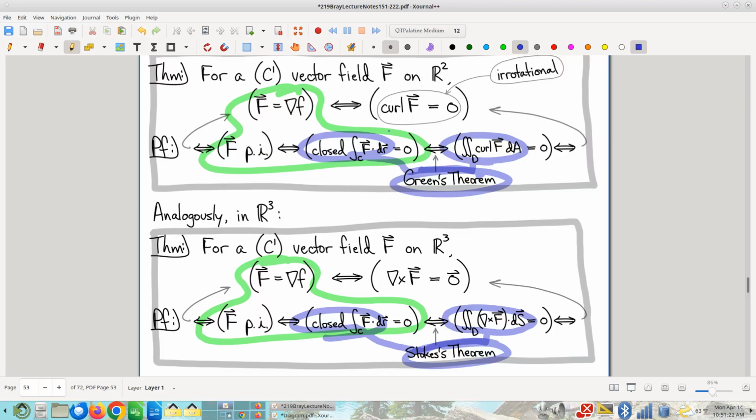So, to whatever extent you feel like you understand how Green's theorem worked in that 2-dimensional argument, well, that's your cue that Stokes' theorem works in an analogous way, adapted appropriately, of course, right? But that's kind of to be expected. Whatever role Green's theorem played, Stokes' theorem plays here.